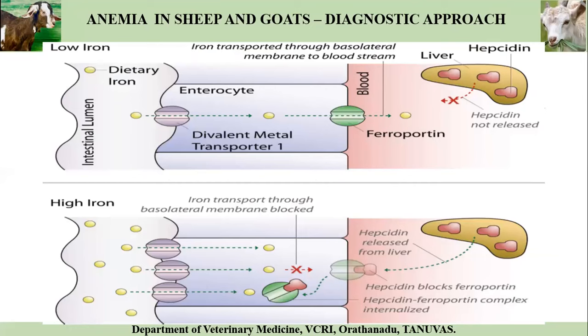If the iron stores are adequate or high, hepcidin is released from the liver and binds to ferroportin, causing the destruction of ferroportin. If the iron stores are low, hepcidin production and secretion are suppressed, increasing the iron efflux from the enterocytes into the blood.